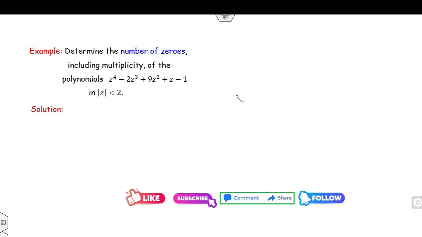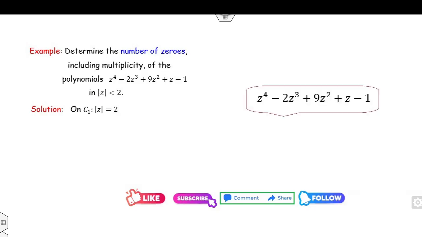Okay, look at this another one. Find the number of zeros inside the region mod of z is less than 2. Can you find the values? On the circle 2, what is the value of this? This is 16. This is again 16. This number is 36. This number is 2. This number is 1.